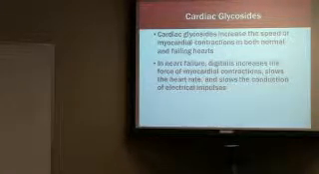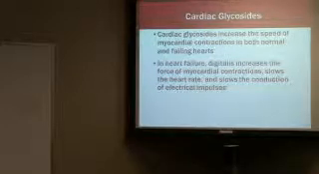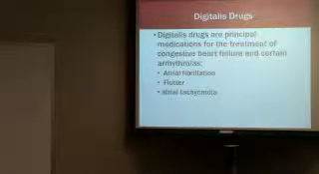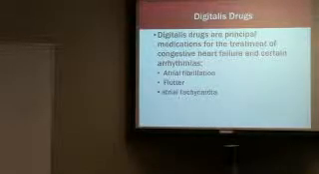Okay, so cardiac glycosides increase the speed of the myocardial contraction, and they make that a stronger contraction. I've already mentioned that. It increases the force of it. And it can also be used to treat certain arrhythmias. So atrial fibrillation, flutter, atrial tachycardia.